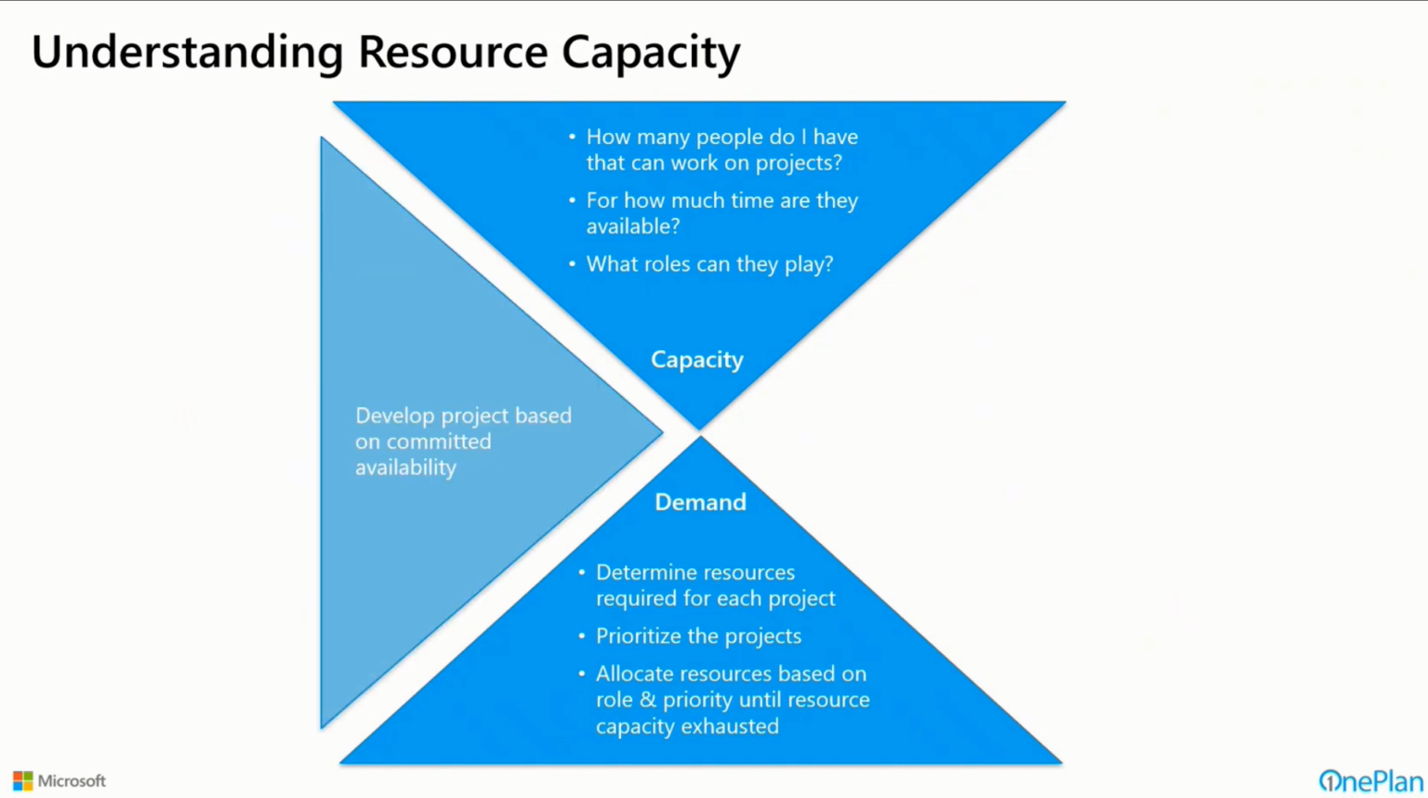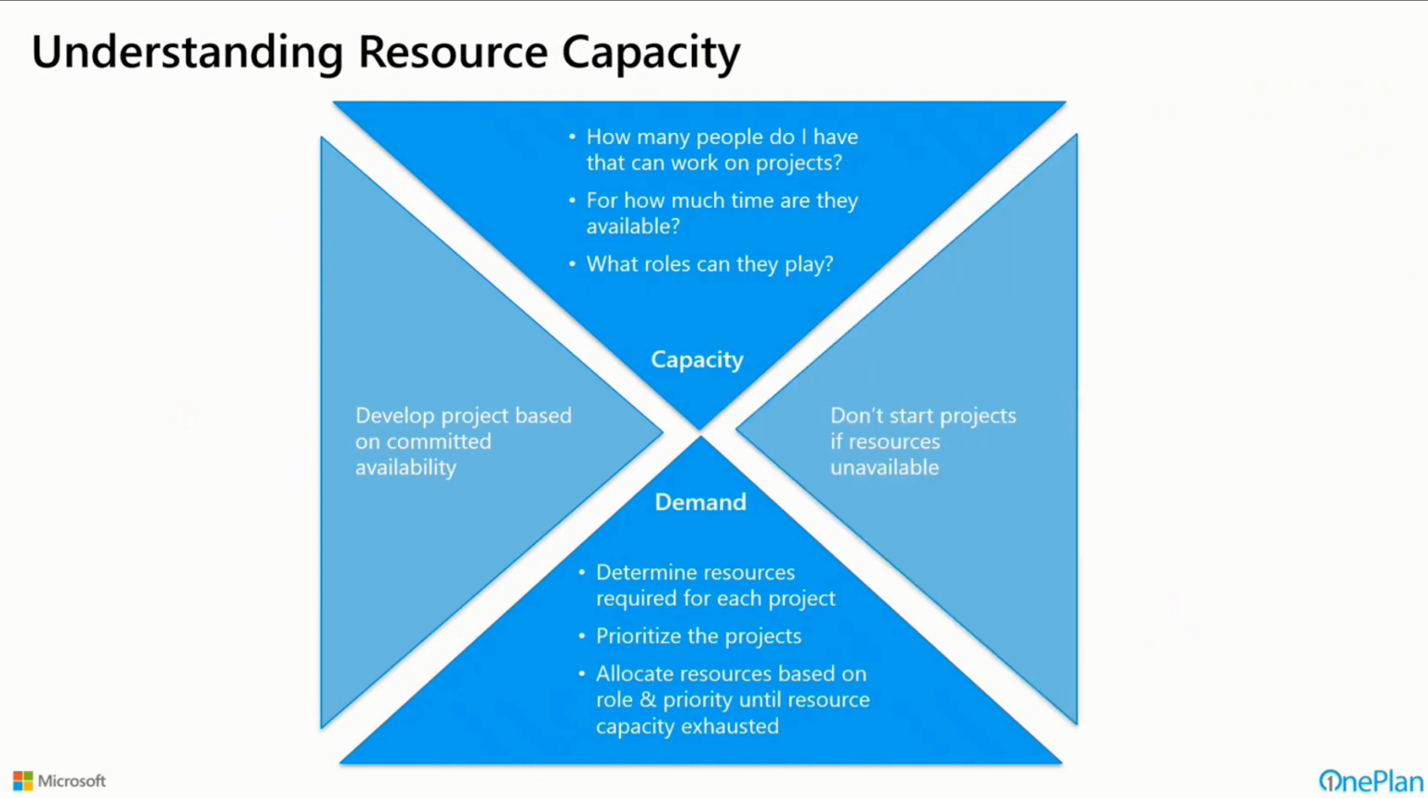Now, in a more mature landscape, you might want to develop projects based on committed availability, meaning when the functional organization says, this is who you can have and for how long and how much you can have them. Like, for example, you can have John for 25% of his time for a 3-month period. Then you build a plan based upon that committed availability. Or you don't start projects until resources are available. If they're unavailable, you don't start those projects, nor do you commit those projects until you have a clear understanding that you can deliver the projects themselves.